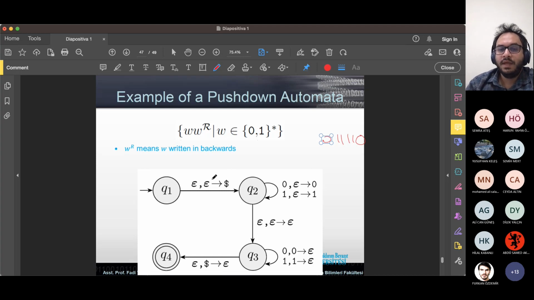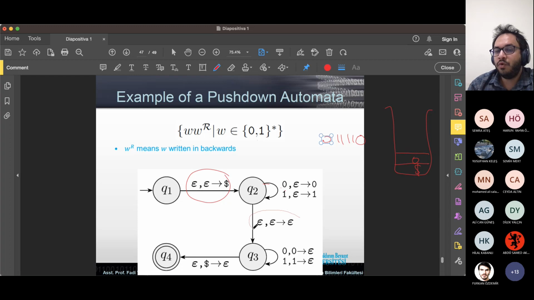Let's look at this one. Again, we push the other side to the bottom of our stack at the beginning. So it says if we read a 0, we need to push a 0. If we read a 1, we have to push a 1. Basically, you write what you have here.